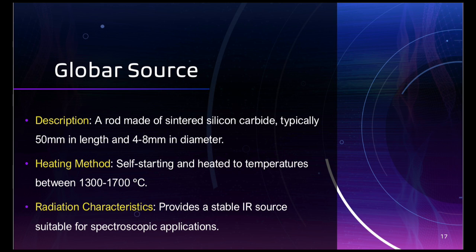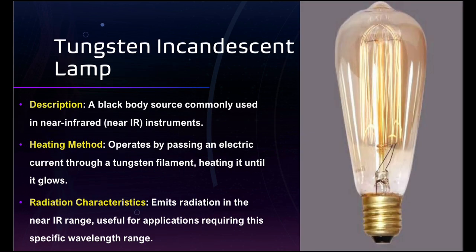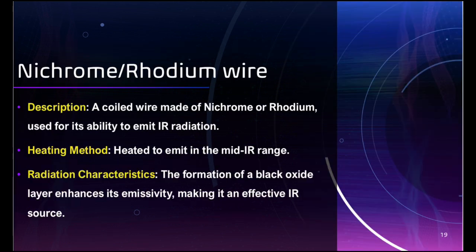Provides a stable IR source suitable for spectroscopic applications. Tungsten incandescent lamp, a black body source commonly used in near-infrared (near-IR) instruments. Operates by passing an electric current through a tungsten filament, heating it until it glows. Emits radiation in the near-IR range.